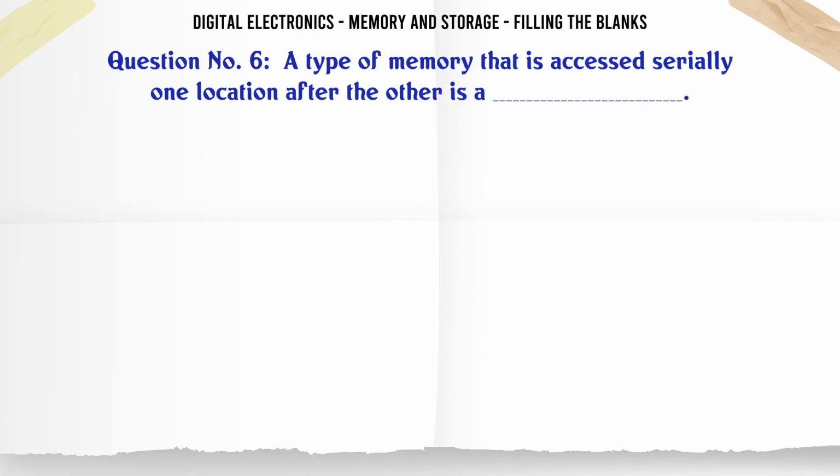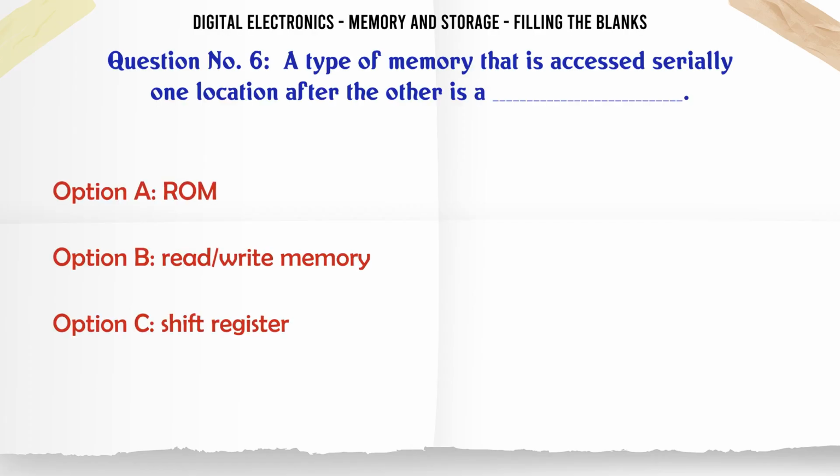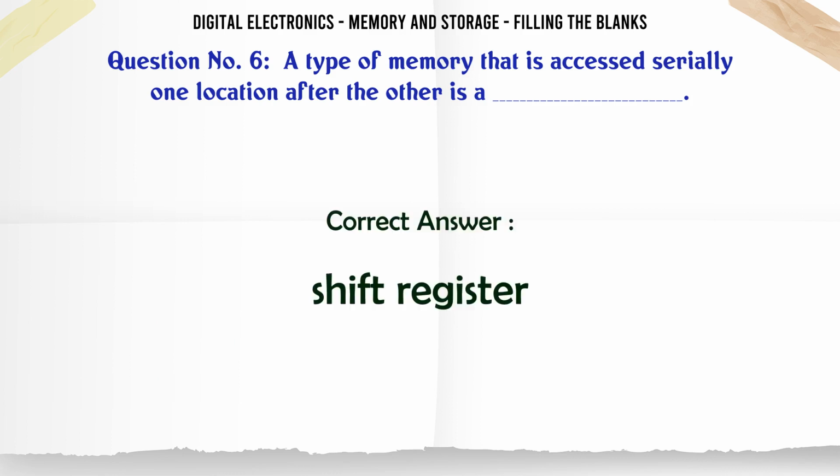A type of memory that is accessed serially, one location after the other, is A. ROM. B. Read-write memory. C. Shift register. D. PLD. The correct answer is shift register.